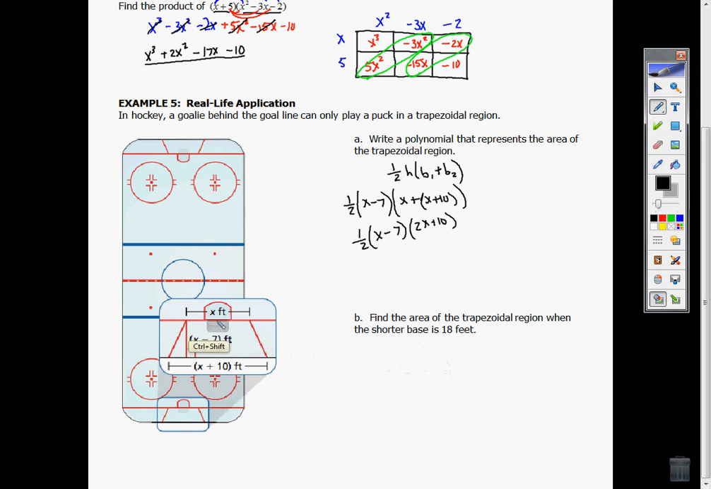Okay, so the shorter base is this one up here. Think about what that implies. If the shorter base equals 18, what does that mean for the variable in the equation? Try it out, and we will talk about it next time.